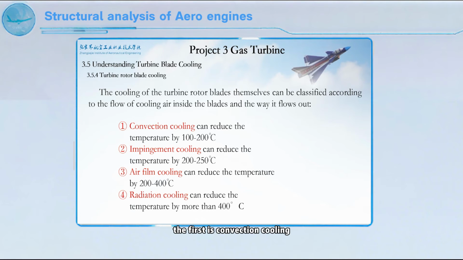The first is convection cooling, which can reduce the temperature by 100 to 200 degrees Celsius. The second is impingement cooling, which can reduce the temperature by 200 to 250 degrees Celsius. The third is film cooling, which can reduce the temperature by 200 to 400 degrees Celsius. The last is divergent cooling, which can reduce the temperature by more than 400 degrees Celsius.